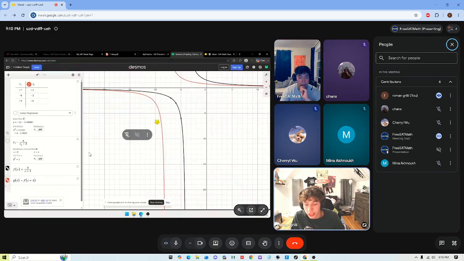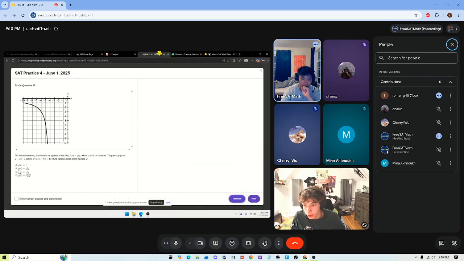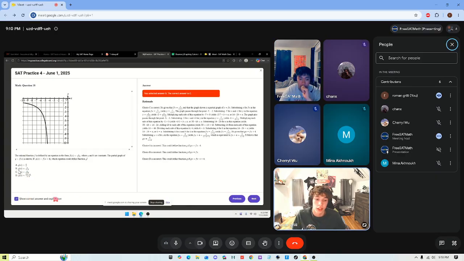Well, actually an easier way we can do this, since we know g of x equals f of x plus 4, we can just plug this into x. So it'd just be x plus 4 plus 4. So it'd be 6 over x plus 8. So is that one of our answers? Yes, it is. C. So yeah, that's a pretty hard question actually.